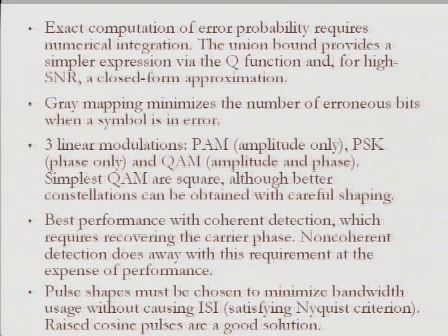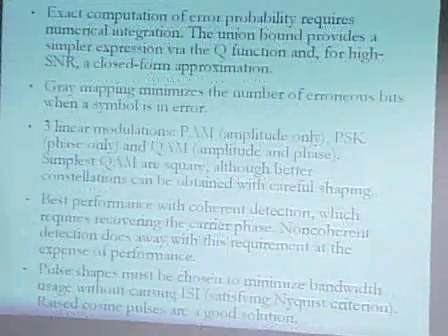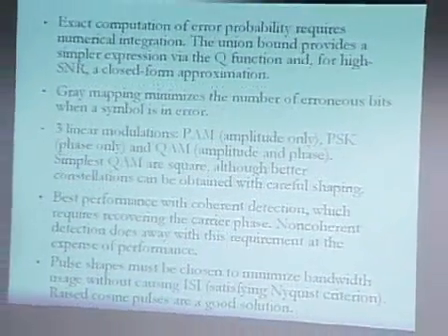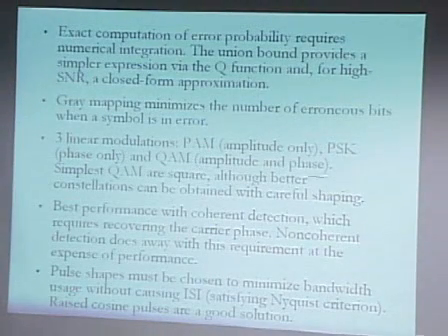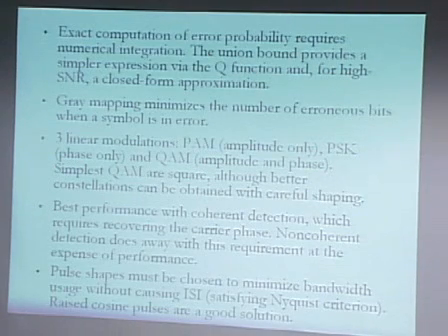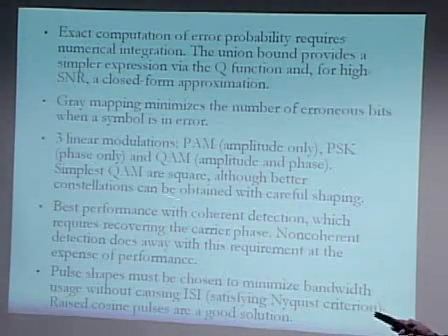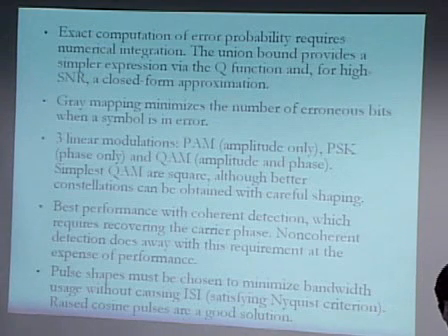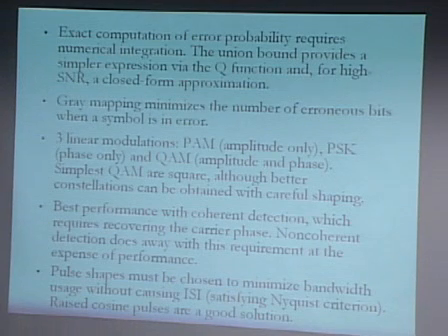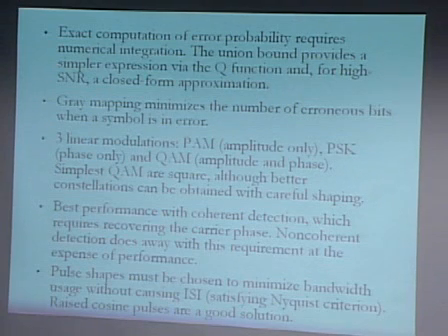We saw the importance of Gray mapping in terms of minimizing the number of bit errors when a symbol is in error. And we described the three main classes of linear modulations: PAM, PSK, and QAM. The simplest subclass of QAM are the ones that are square, although better constellations can be obtained with careful shaping. The best performance is obtained with coherent detection, which requires recovering the phase of the signal, the phase of the oscillator, to be precise. So we saw that one can also use non-coherent detection, which does away with this requirement, but at the expense of some performance degradation.